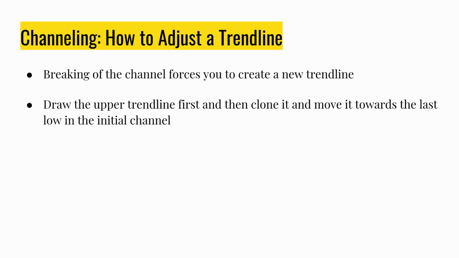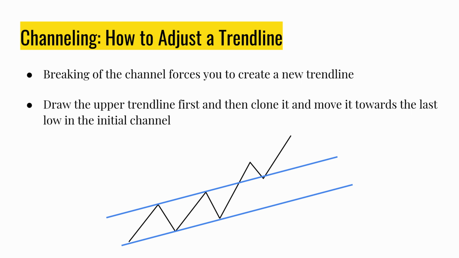Let's look at an example. Here we see price pattern and we broke through the initial blue channel. Since price breaks to the upside, we will first draw the upper trend line. We then clone it and move towards the last low in the initial channel. So why did I briefly review channeling? Well, channeling is very applicable to the Elliott Wave Theory. I'll first go over the steps and then provide a visual aid to help explain a lot of the information I'm about to spit out.